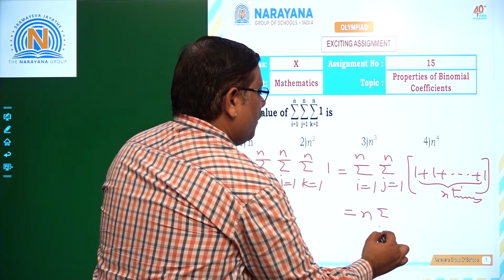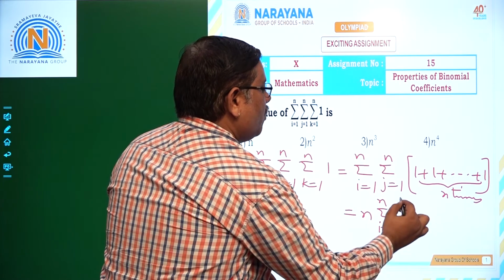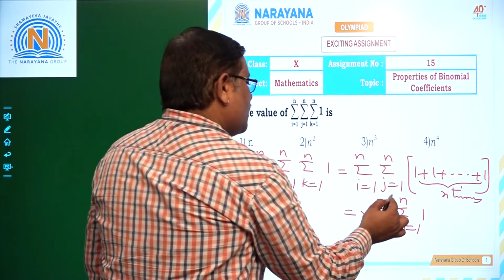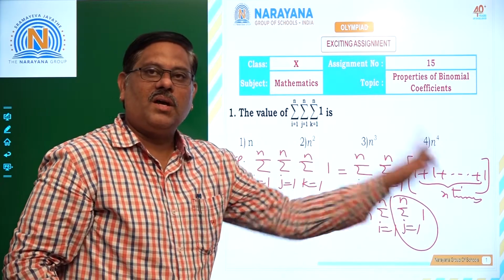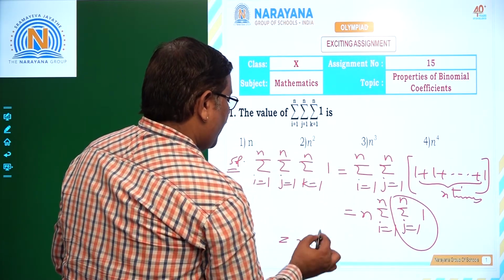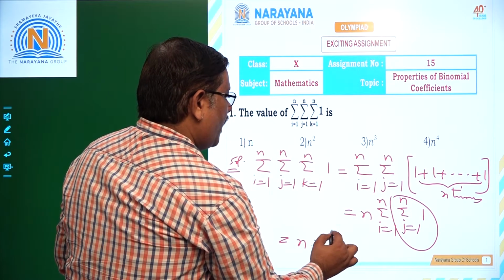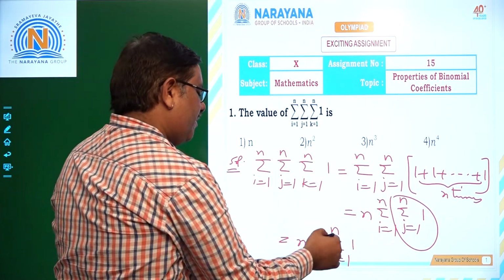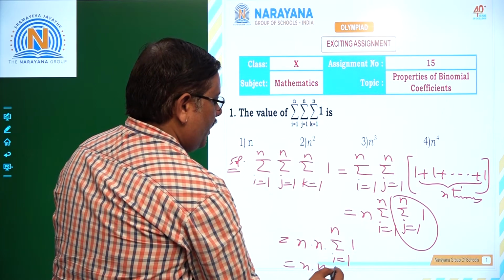n into sigma i equals 1 to n, sigma j equals 1 to n, 1 is left out. Again you have to simplify this. If you simplify that again the same way, 1 plus 1 plus 1 plus so on plus 1, n times. So that again becomes n times sigma i equals 1 to n of 1. Again this is also independent of i. So simply it becomes n into n.